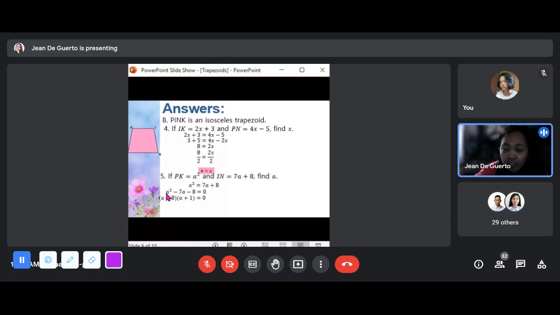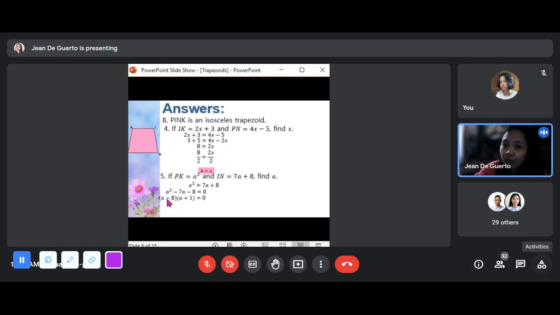Since the value of our A is 1, A, B, C. A is 1, B is negative 7, C is negative 8. Since the value of our A is 1, factor nyo lang yan, A times A is A squared. Then, get the factor of negative 8 that will give you a sum of negative 7 that would be negative 8 and positive 1. Negative 8 times 1 is negative 8. Negative 8 plus 1, we have negative 7. So, yan yung mga factors natin. A minus 8 and A plus 1.